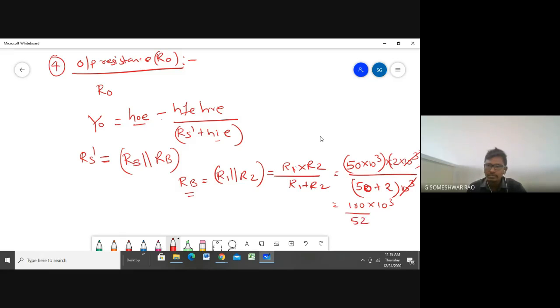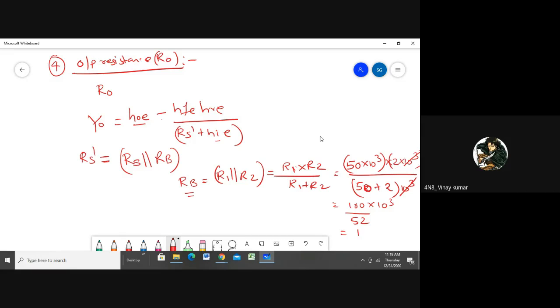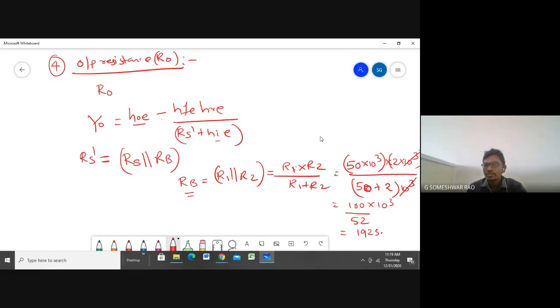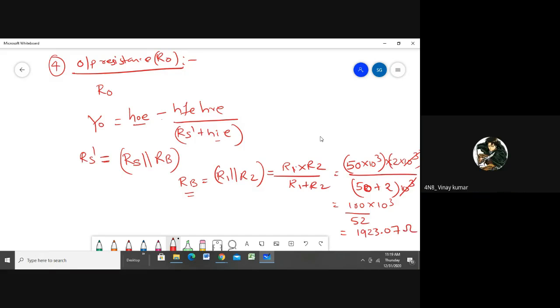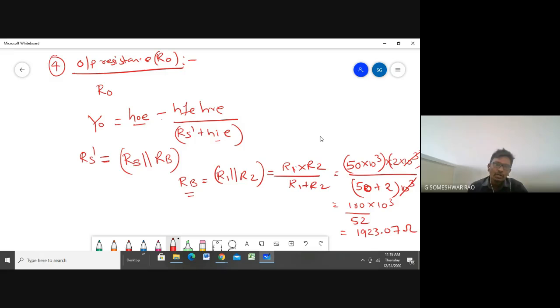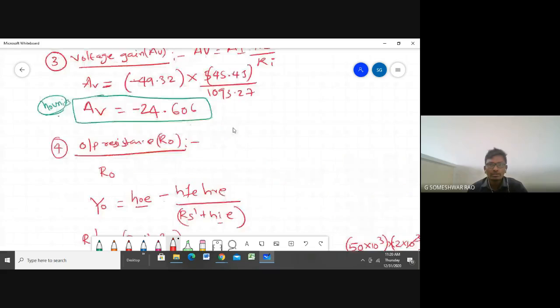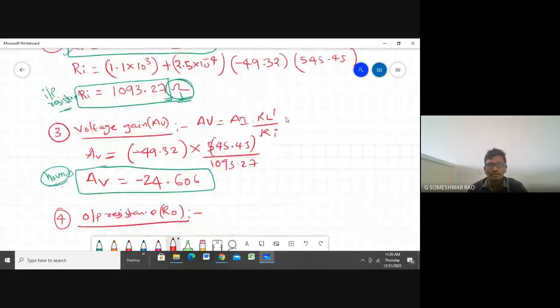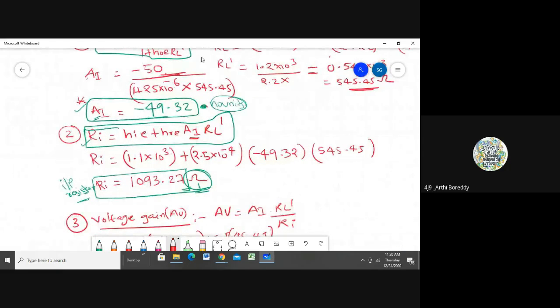What is the value of RB? 1923.07. Ohms only or kilo ohms, sir? Ohms, sir. Very good. So now RS dash is equal to the RS value. What is the RS value in the question? Just go through. Did no one copy the question? You should copy the question. 1 kilo ohm, sir.